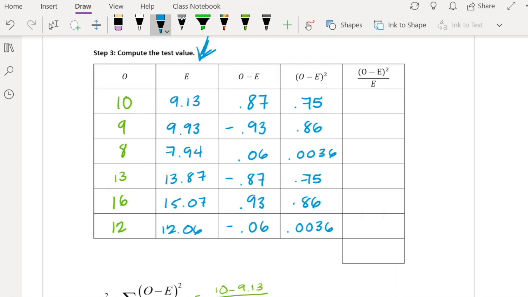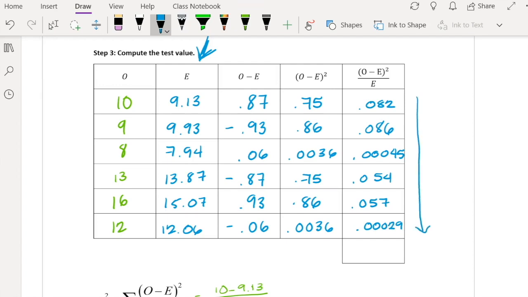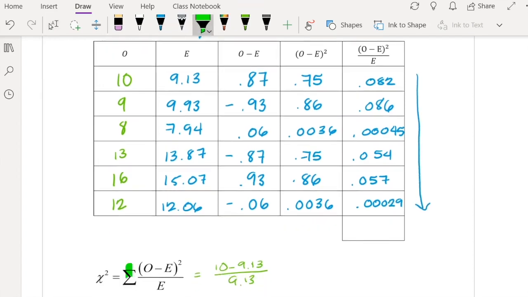E again. So 0.082, 0.08, 0.086, 0.00045, 0.054, 0.057, 0.00029. Remember, the next step is always to sum. We're doing this part. We already did everything else in the formula.